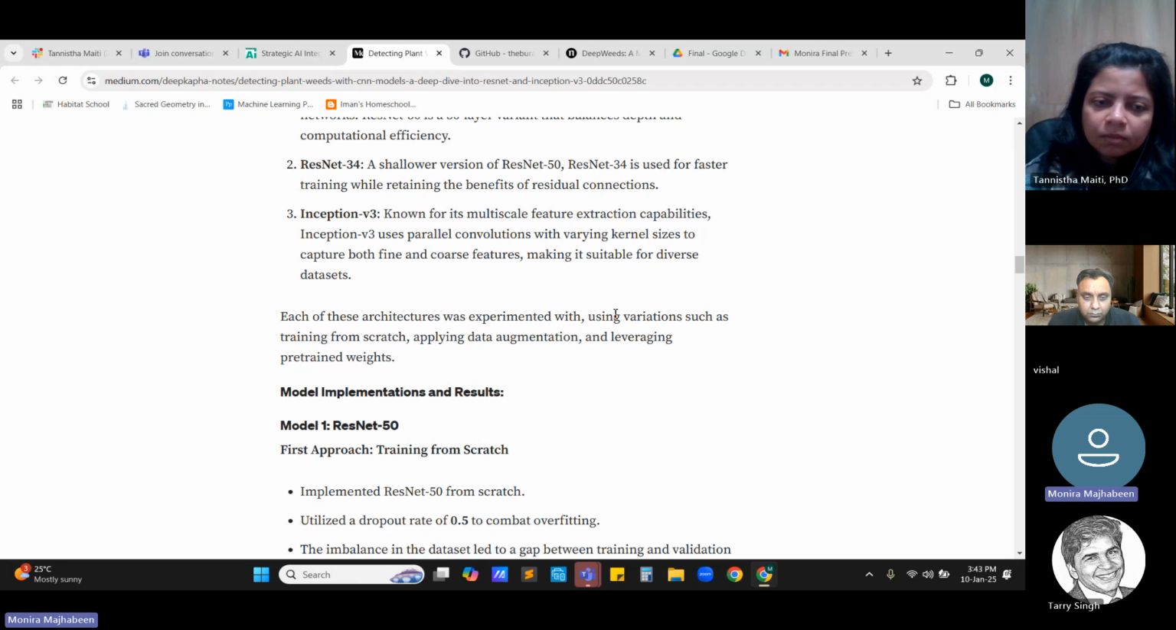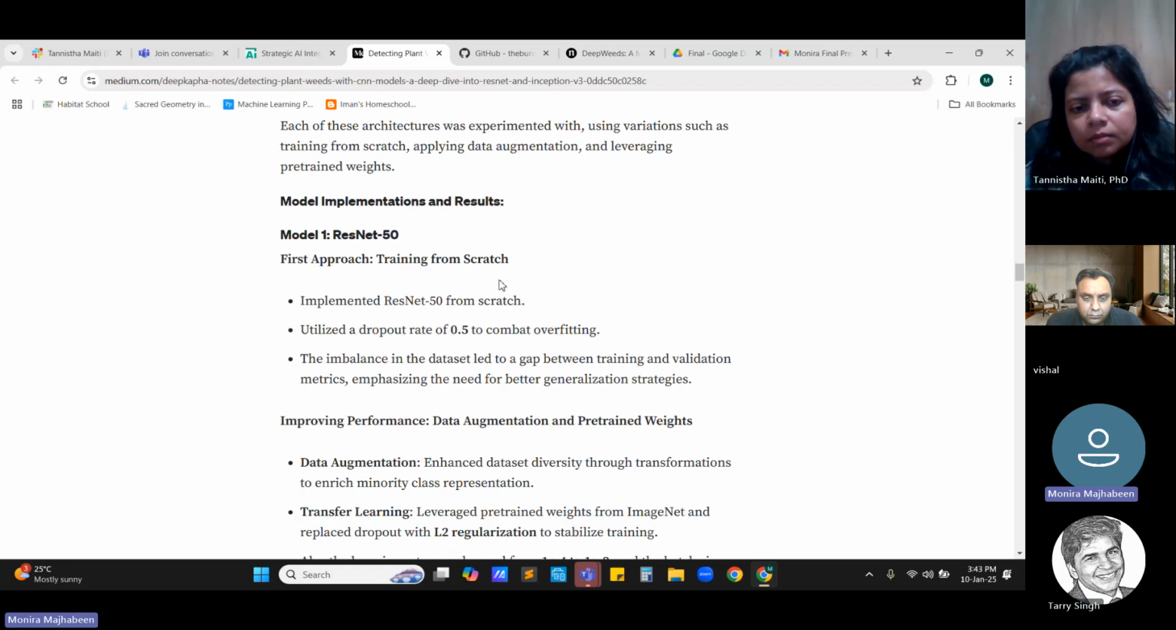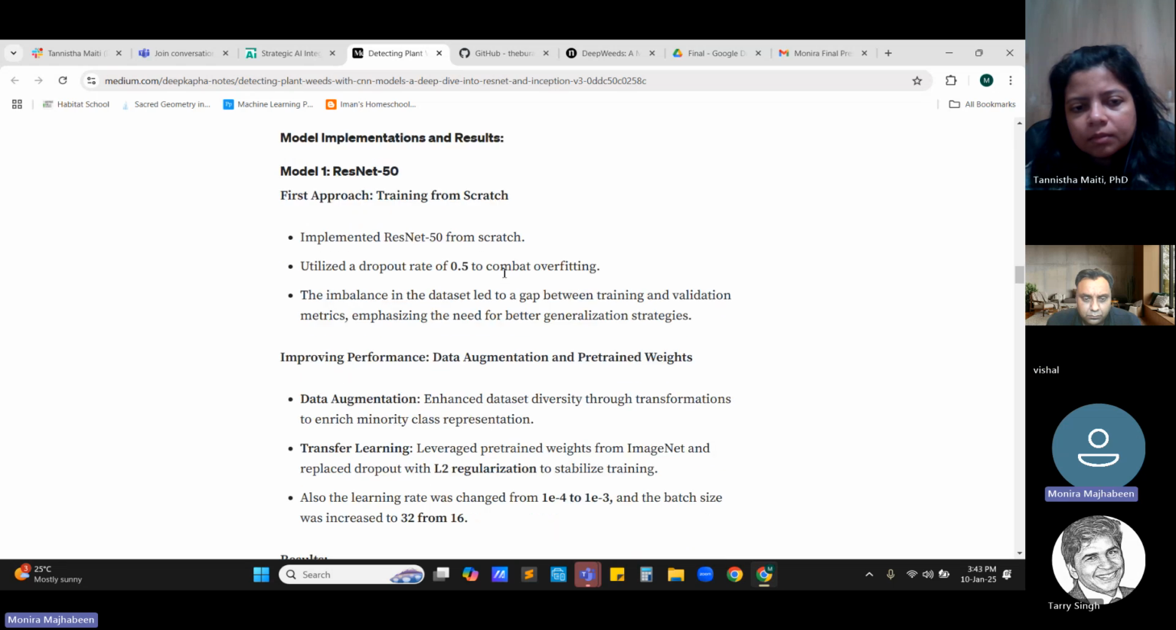So what we do is that we have used ResNet 50, ResNet 34 and Inception V3. But in the case of ResNet 34 and Inception V3, we have used the pre-trained models just to see how both of these architectures perform. And in the case of ResNet 50, we implemented three different variations. First, we approached it by building up a neural network from scratch with very minimal hyperparameters. We just used a batch size of 16 and a dropout rate of 0.5.